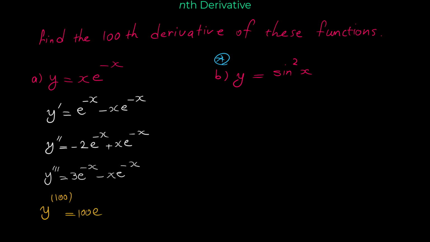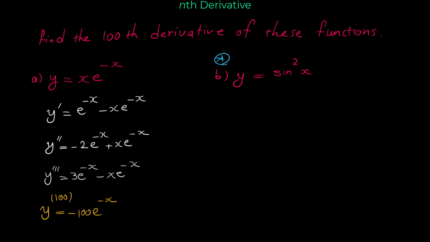100 e to the negative x, but not 100. Why? If you pay attention, in the first derivative the coefficient is positive, second derivative is negative. So for even derivatives, when we take derivative twice, 4 times, 6 times, the coefficient of e to the negative x is negative. So in the 100th derivative also we have a negative. So we have negative 100 e to the negative x.